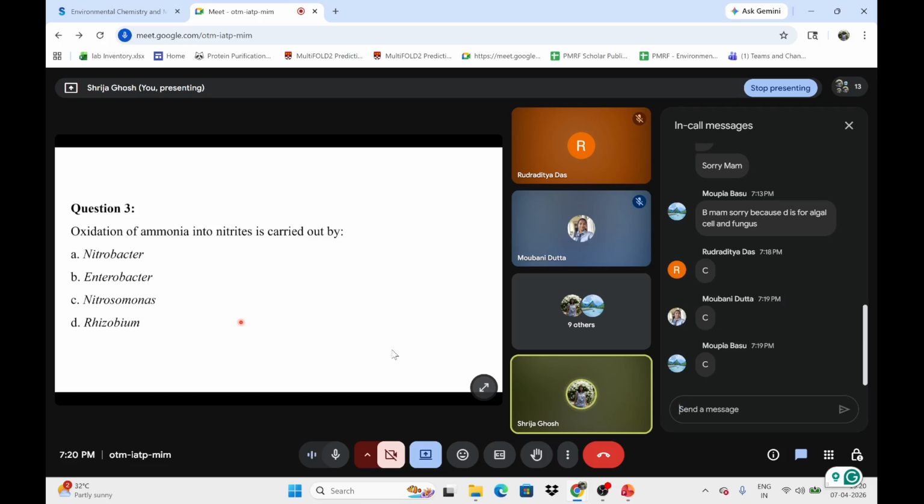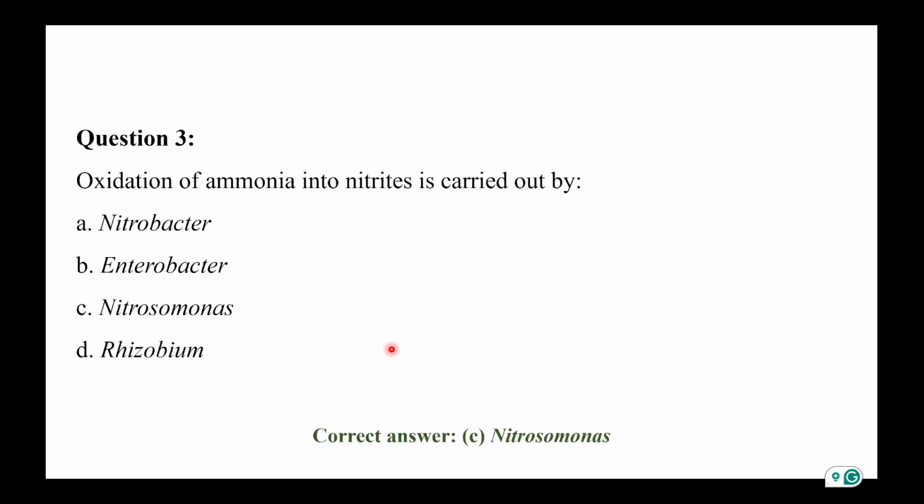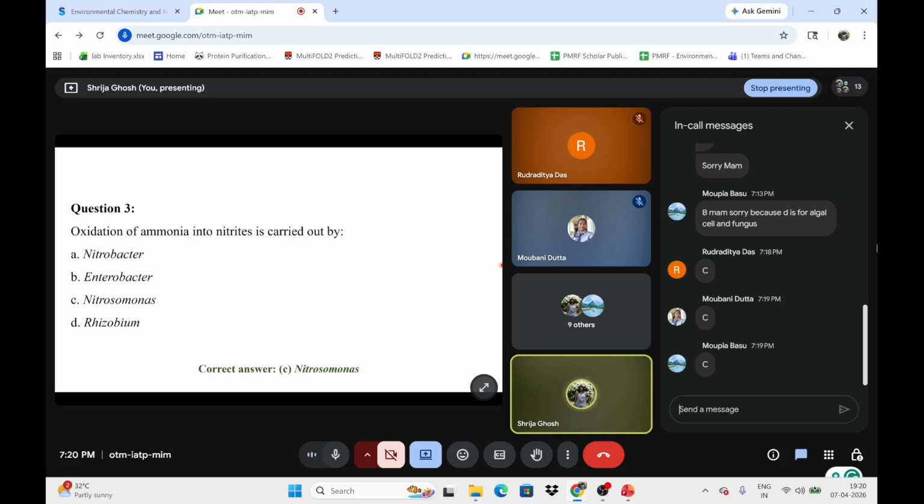Okay, let's see. The 3 of you are saying option C, nitrosomonas. That is the correct answer. So, nitrosomonas is the bacteria that converts ammonia into nitrite. Do you remember what this process is called? Conversion of ammonia into nitrites and then nitrates. Do you know the name of the process? One of you can write it in the chat box. What is the process where ammonia is oxidized into nitrites and then nitrites are oxidized into nitrates?